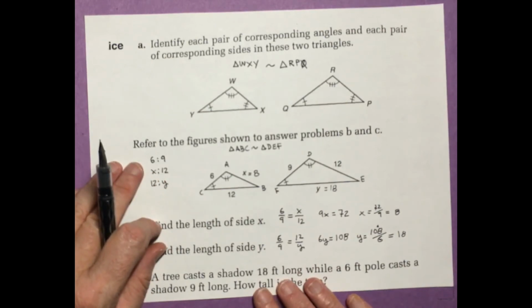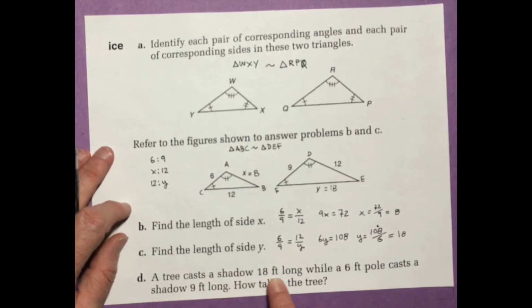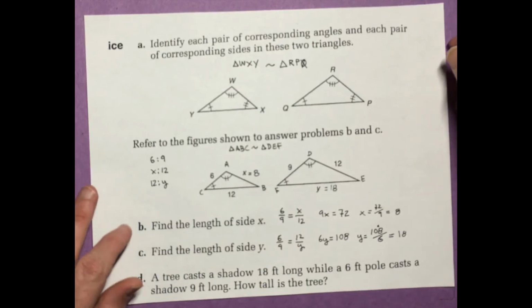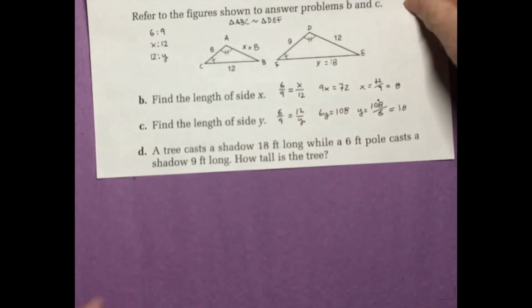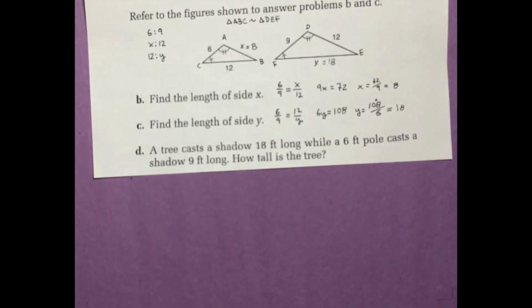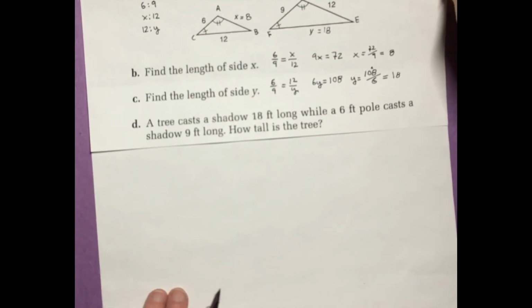Okay? Let's look at an example of this where we have a tree that casts a shadow 18 feet long while a 6-foot pole casts a shadow 9 feet long. How tall is the tree? Well, let me move this up a bit and get another piece of paper here, so I can draw a nice little picture of that setup.